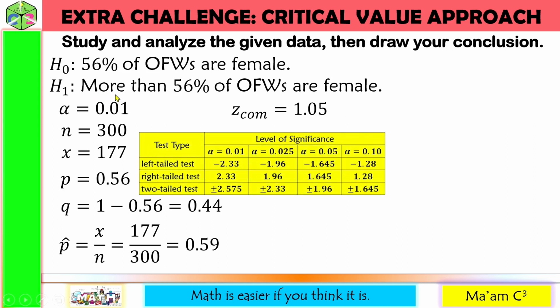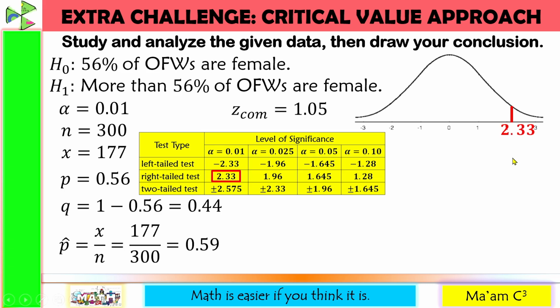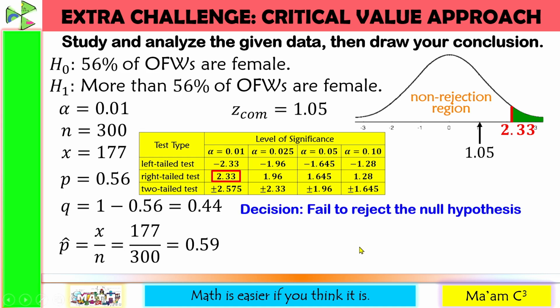Let us continue. Let us recall our Z critical values. Since this is more than, this is a right tail test at 0.01. So our critical value is 2.33. Let us plot that, 2.33 somewhere here. Let us label it. And the rejection region is on the tail of the curve. Now let us locate 1.05, and that is somewhere here. And it falls within the non-rejection region.